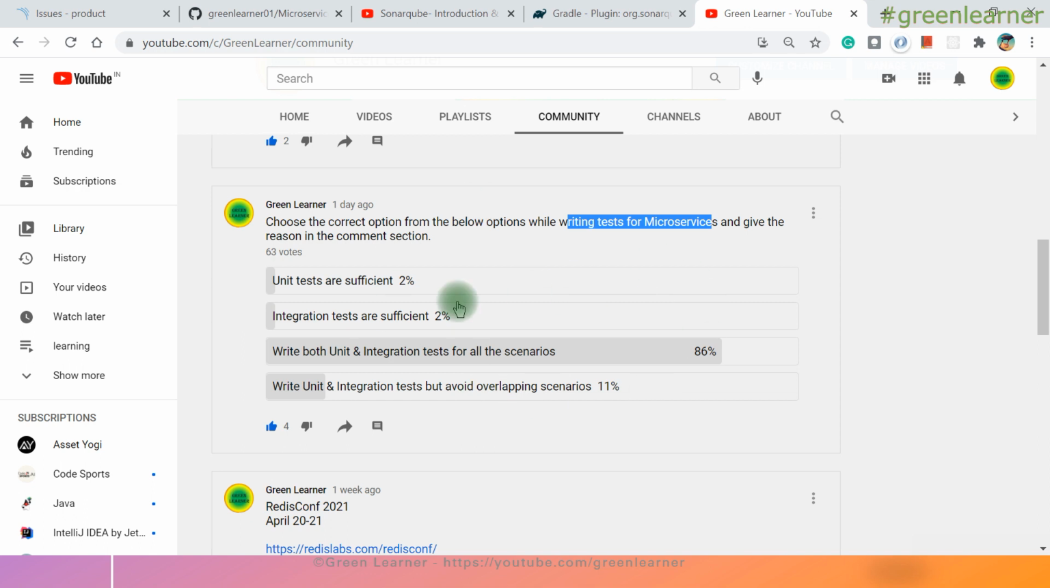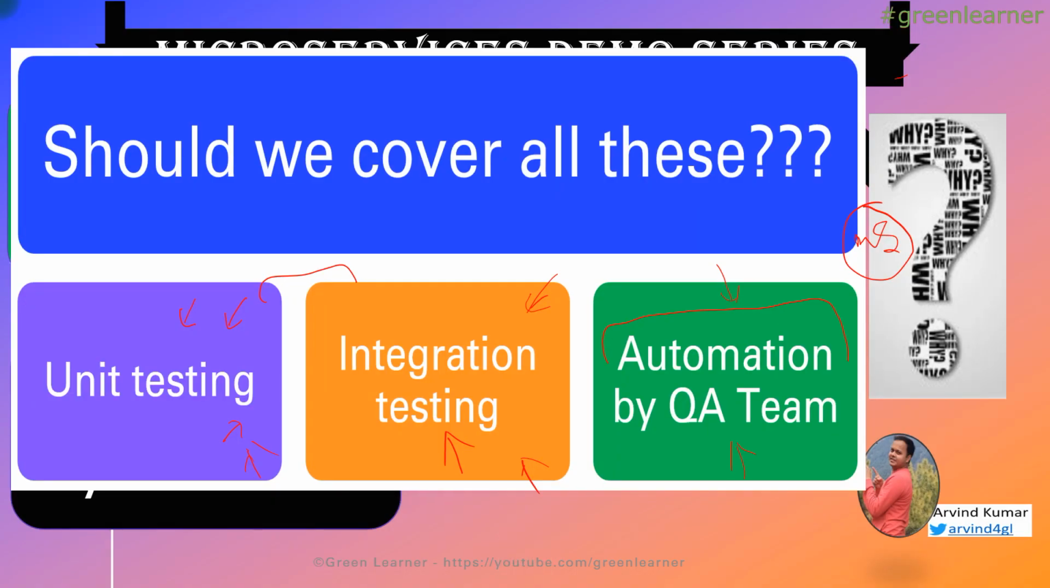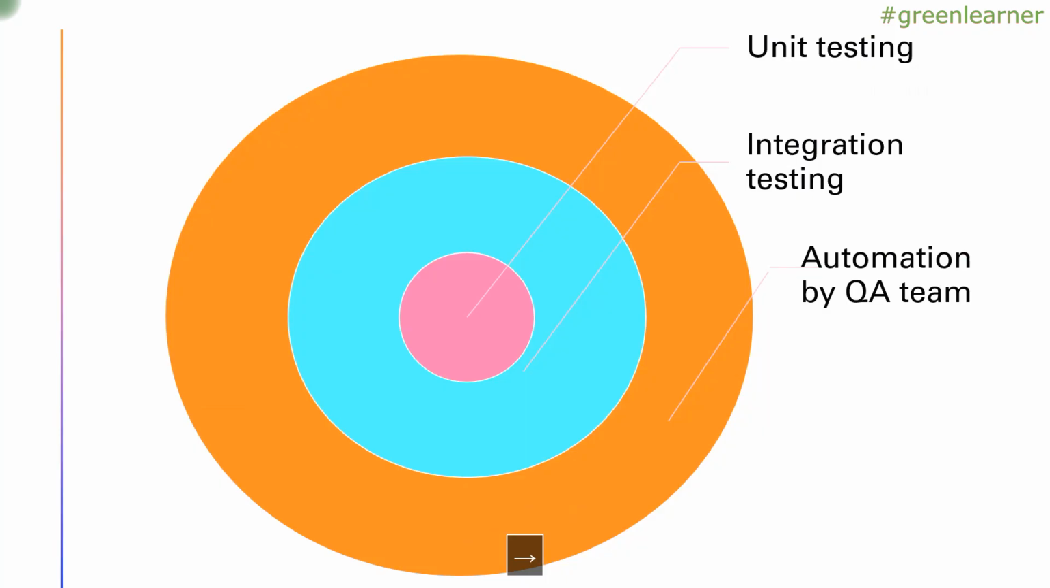You can see the response of the survey. So what is my answer in this scenario? My answer is the last one: unit and integration tests, but avoid overlapping scenarios. Why am I saying so? When we see the role of each component, each testing component here, it is going to make sense. Let me take you to the next slide.